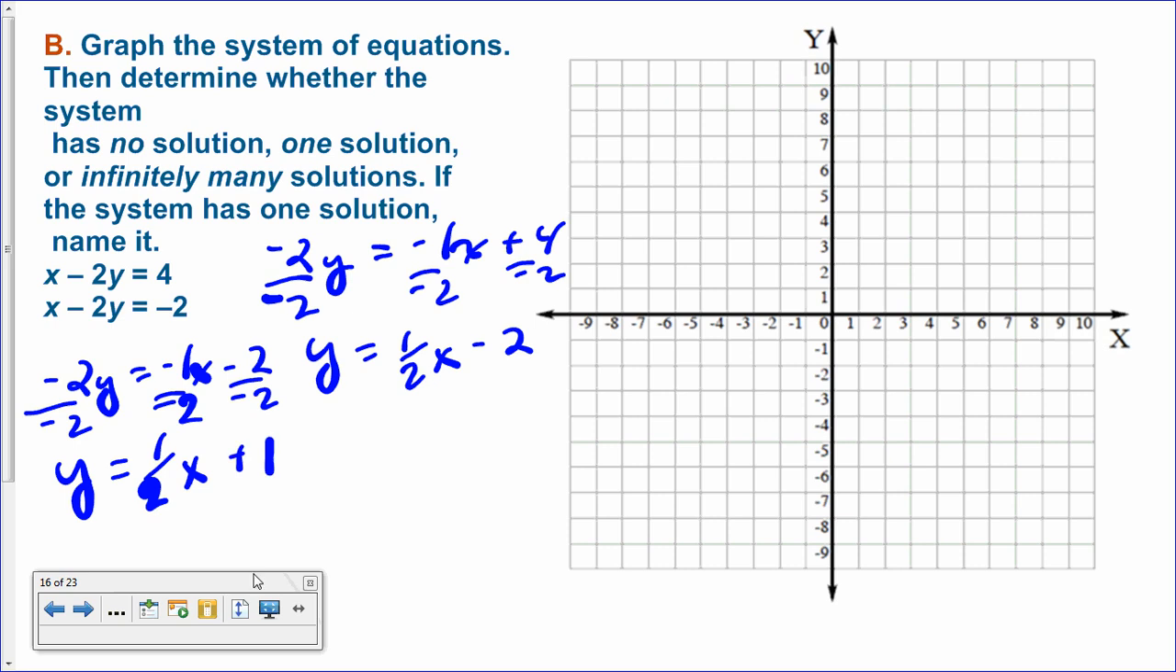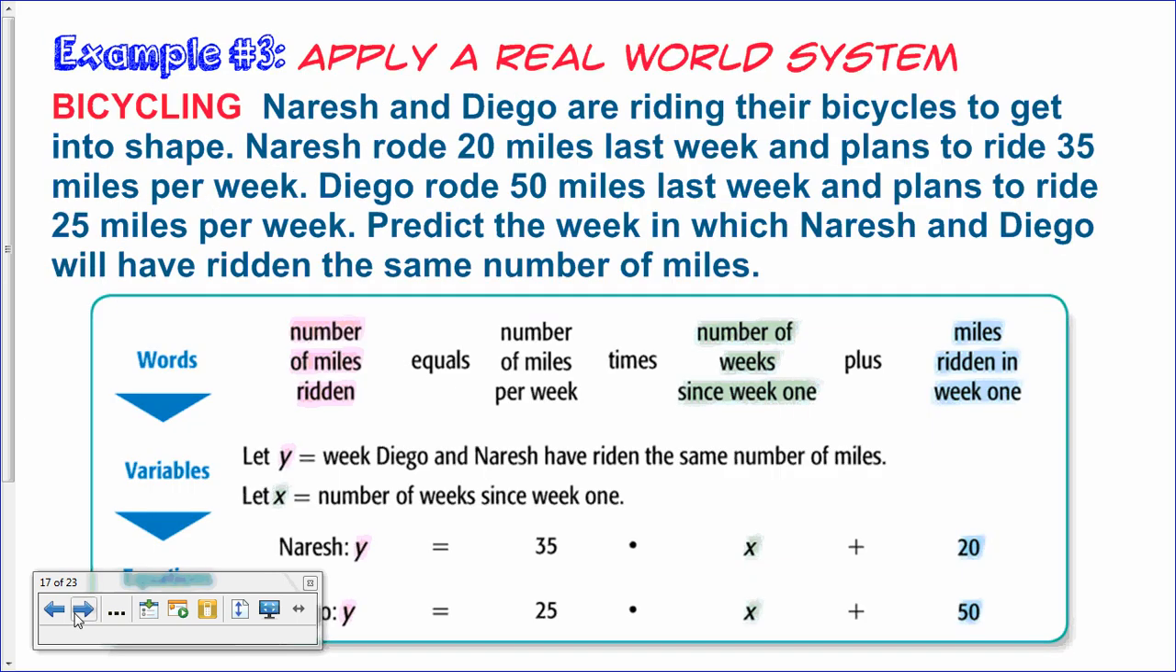Do I even have to graph them? What do I know about them right off the bat? Same slope, so they are parallel. Same slope, different y-intercepts, so they're parallel. Are they ever going to intersect? So it's going to be what? No solution. What do we say? That's inconsistent, right? Yeah, let's get the hang of it.